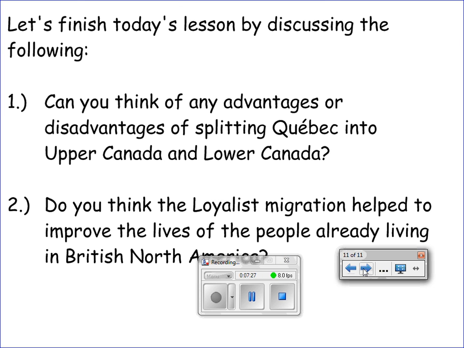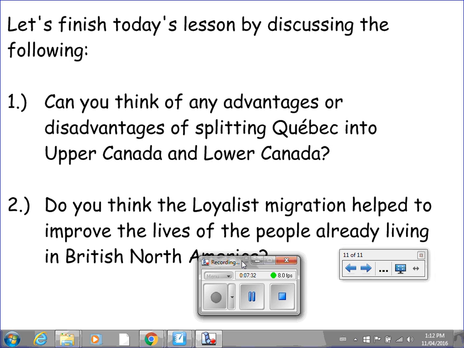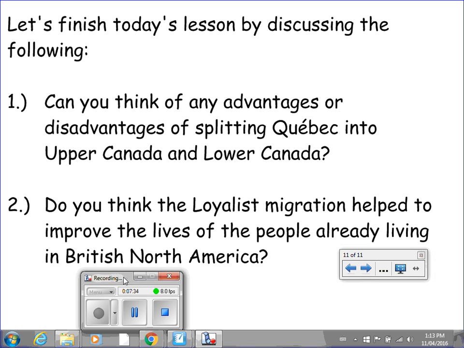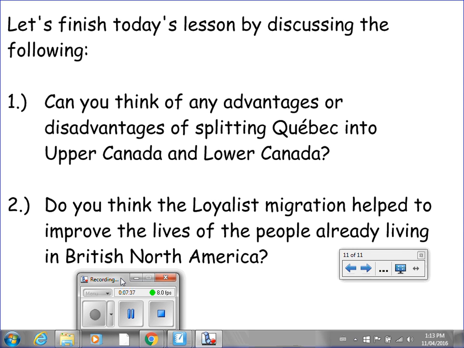All right, so we're in the wrap up now, and let's finish today's lesson by considering the following. Number one, can you think of any advantages or disadvantages of splitting Quebec into Upper Canada and Lower Canada? And two, do you think the Loyalist migration helped to improve the lives of the people already living in British North America? So what I want you to do at home is to put the video on pause so that you can consider and then write down your responses to these two questions.